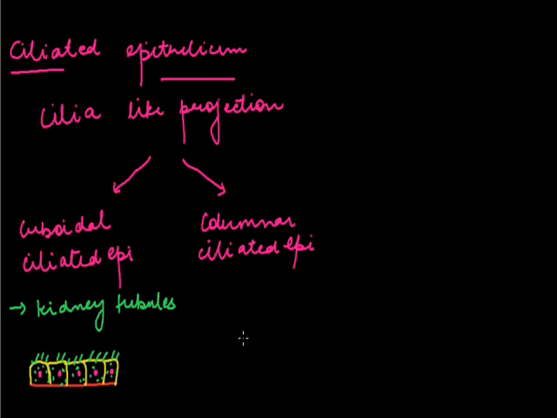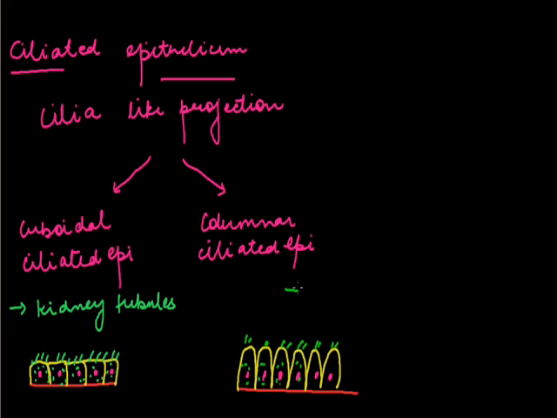Similarly, columnar ciliated epithelium will again have a basement membrane. It will have column-like cells, again with the nucleus in the center, with cytoplasm, and it will have cilia on its surface like this. The example of it is the nasal passage. Now this is all about the epithelium.